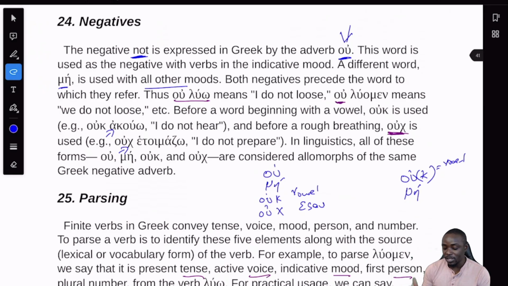That's it for negatives. That's how you say not. That's how you negate something. We do not. You do not. I do not. We will not. You will not. They will not. Right? That's how you do it right there.